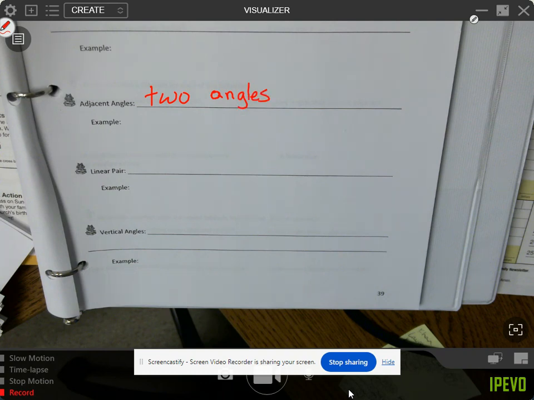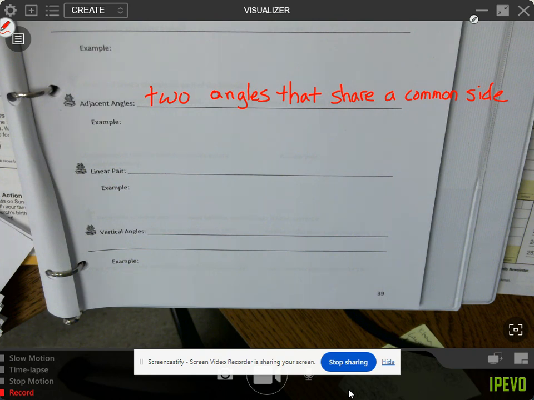Two angles that what? Grace. So if they're next to each other, it means that they share a common side.